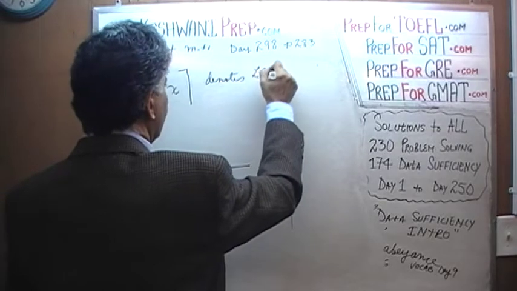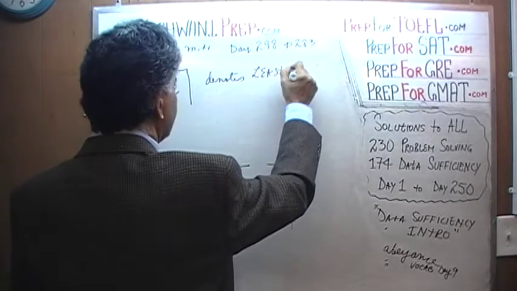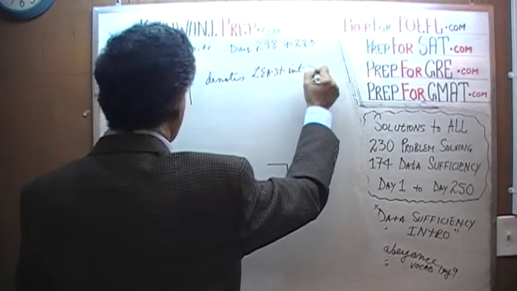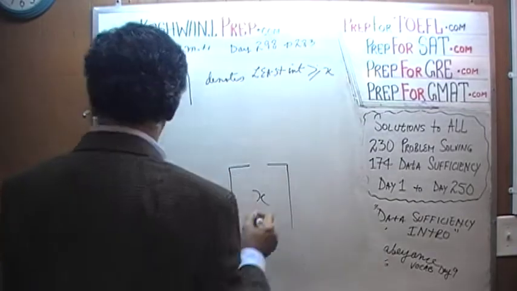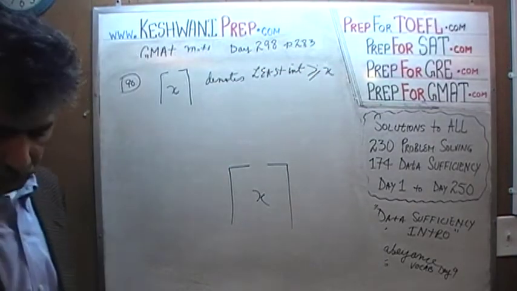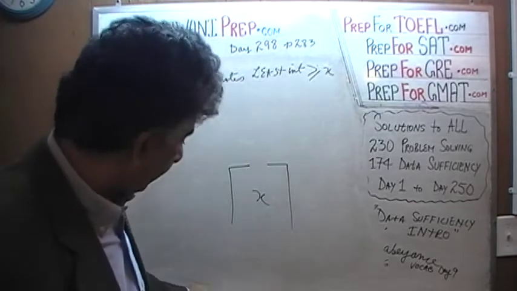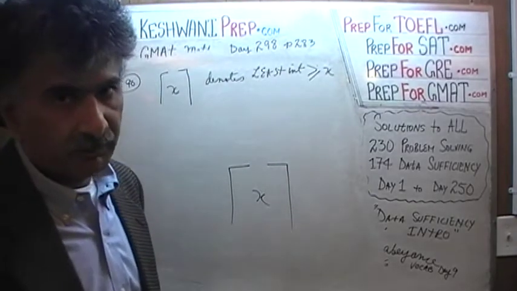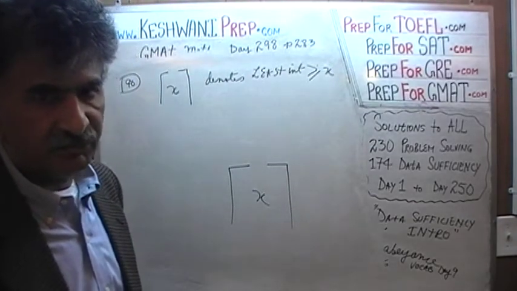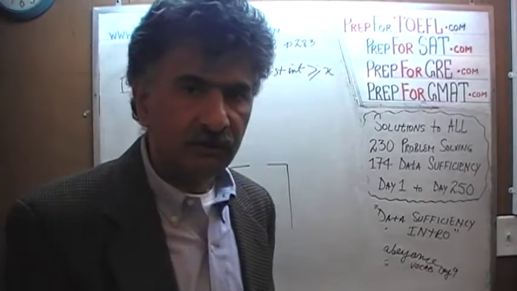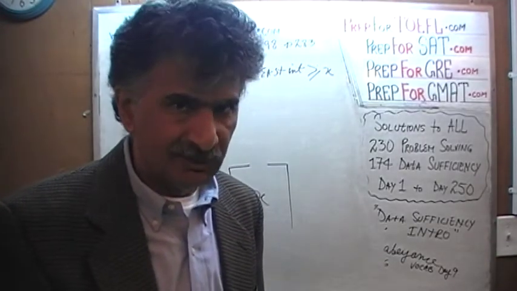It denotes the least integer greater than or equal to x. Greater than or equal to x. Now listen, before we get going with the problem, I'm going to make a little change here, just for our own sake, for our own facility, for our own convenience.